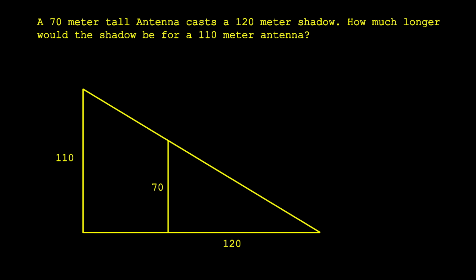In this video, we will do the following problem. A 70-meter tall antenna casts a 120-meter shadow. How much longer would the shadow be for a 110-meter antenna? As you can see down here, we have similar triangles.